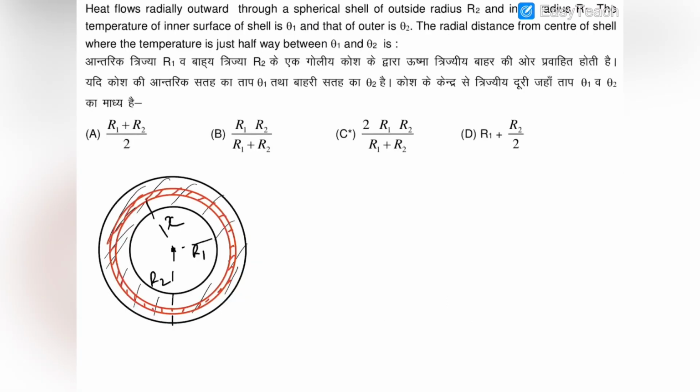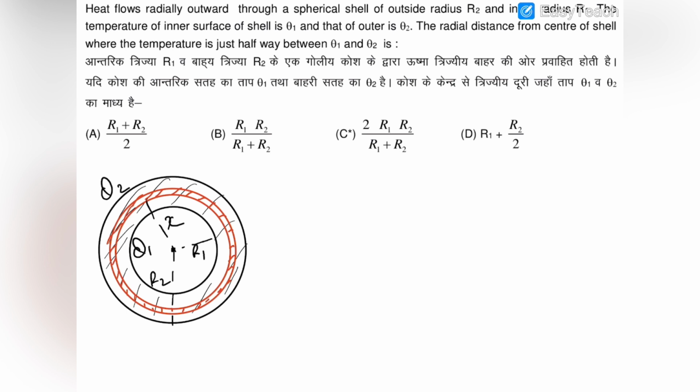In this question, it is given that there is a spherical shell whose inner radius is R1 and whose outer radius is R2. The temperature of the inner surface is θ1 and the temperature of the outer surface is θ2. So we have to find out the radial distance of that point from the center, where the temperature is just halfway between θ1 and θ2. Now what does it mean? Let's suppose at a radial distance of small r from the center, the temperature difference is just half.